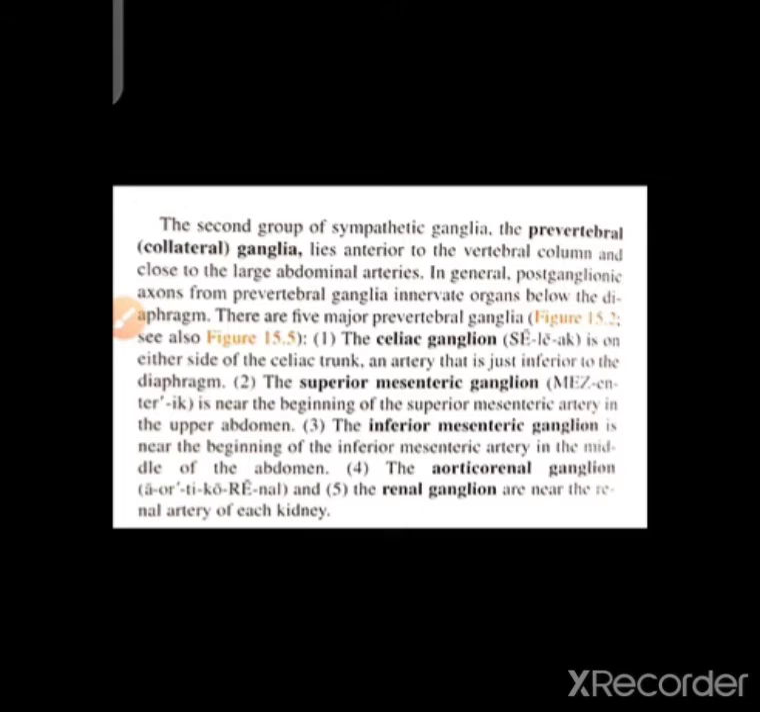Okay, these are the 5 groups of prevertebral ganglia which supply the various effector organs, like the celiac ganglion, which is present near the diaphragm, just inferior to the celiac artery, and the superior mesenteric, inferior mesenteric, aorticorenal, and renal ganglia. These are the names given to the ganglia.